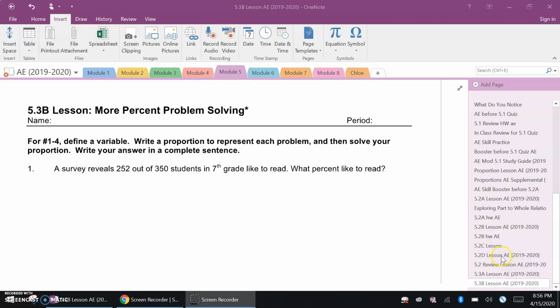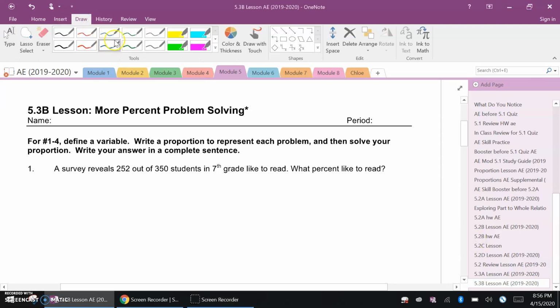And welcome back. Today we're going to go over the 5.3b lesson, which is more problem solving. Concept's going to be the same. We're still using part-to-whole relationships, so having a calculator out will be really helpful. So first thing we're going to do is read the problem.